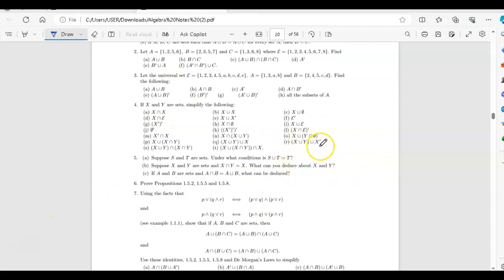Now if you look at R, it's very easy. The first part, X union Y, is basically X or Y. It means everything, you add everything in X and Y. And then union not X, so just add not X. But think about it: if you're just adding not X to X union Y, it's the same thing as X union Y.